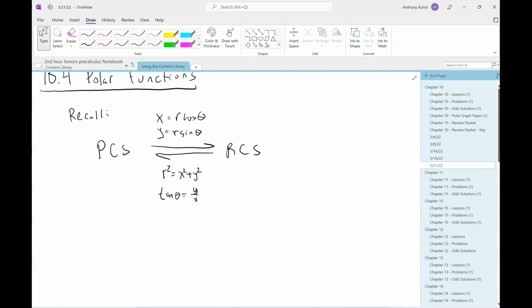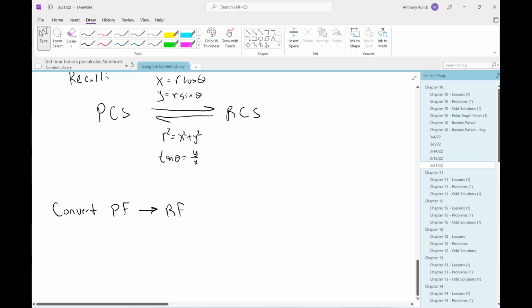What we're going to be doing today, or at least for starting, is to convert a polar function to a rectangular function. So let's say that we have r is equal to 6 times cosecant theta. So that's a polar function. I can tell because the variables are in terms of r and theta. Does everybody see that?